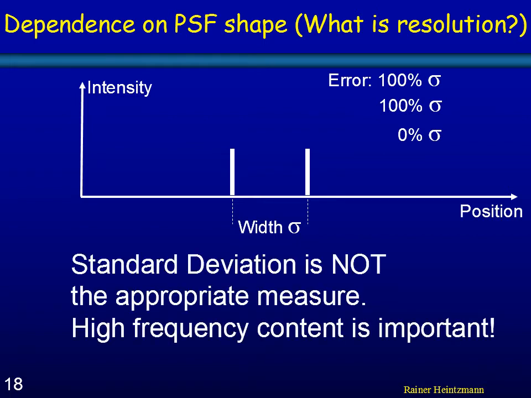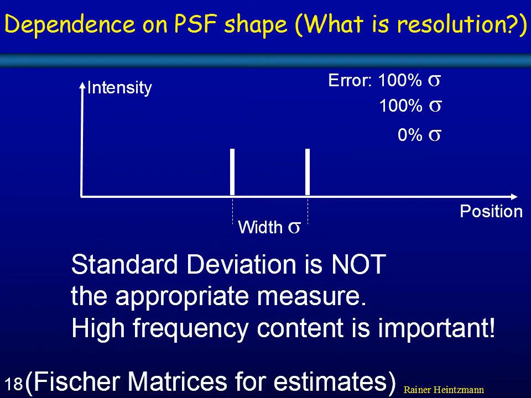So the standard deviation is not an appropriate measure for localization precision. High frequency content is very important when you're fitting. So this is shown by this example here. As I said, the Cramer-Rao bound, which is based on Fisher matrices, which is information theory, is what you need.